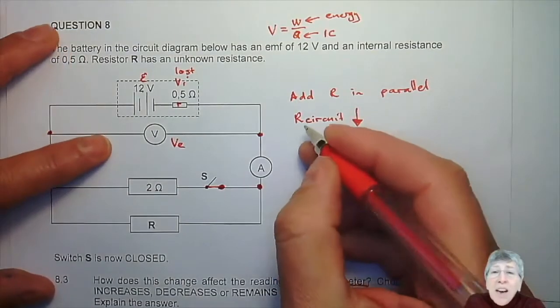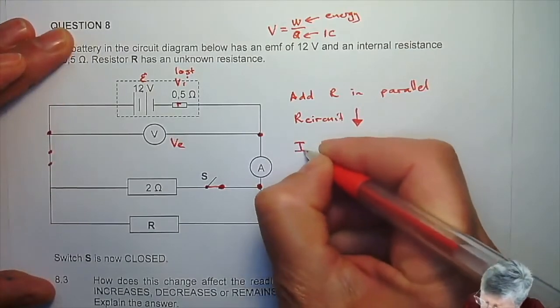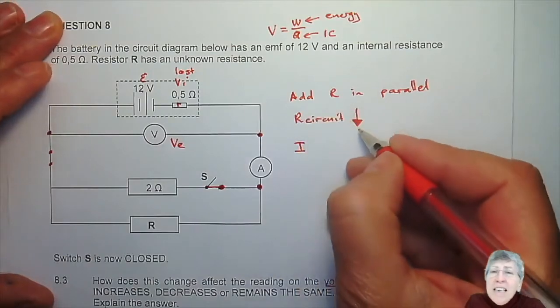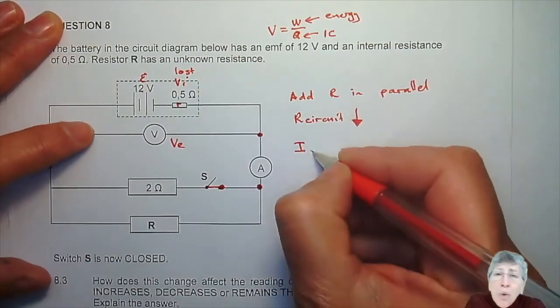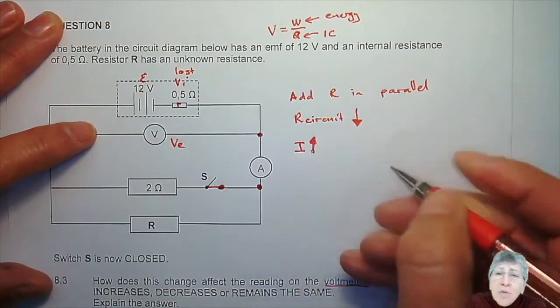So moving on. Now I've talked about the resistance. Now let's talk about the current. What's going to happen to the current in the circuit? Now, if the circuit gets less difficult to move through, you will have a bigger current. But we have to have reasons for that.